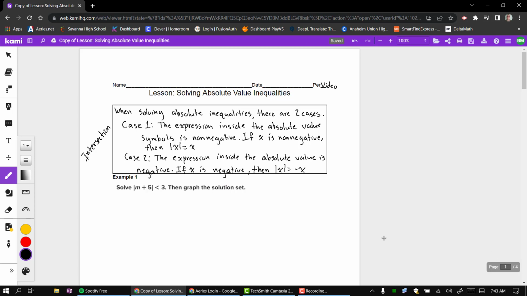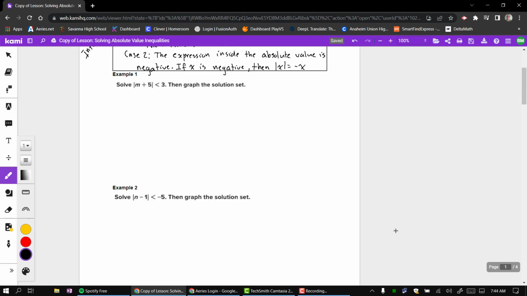So let's try out an example with these two cases. So much like two cases for solving absolute value equations, we have two cases for solving absolute value inequalities. So we're going to have case one, and we're going to have case two. So we want to solve the absolute value of m plus 5 is less than 3. Then we want to graph the solution set. So let's start off with case 1. What happens if it's non-negative? So if it's non-negative, we would get m plus 5 is less than 3.